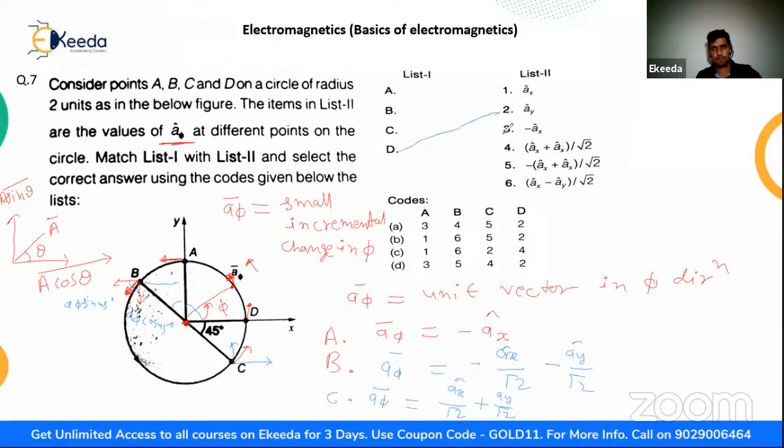Okay. For C, we have just calculated that it will be plus ax plus ay by root 2. And for B, it will be both negative. They are both negative. And for A, simply it's minus ax. Okay. So what will be the answer? Regarding A, 3, and for B, 5, and then 4 and 2. So D will be the answer: 3, then 5, then 4, and then 2. So D will be the answer.